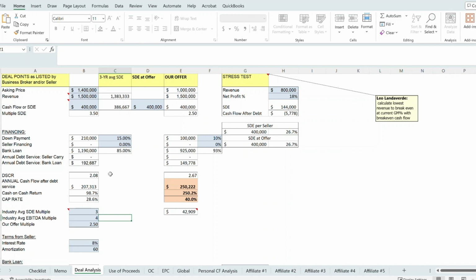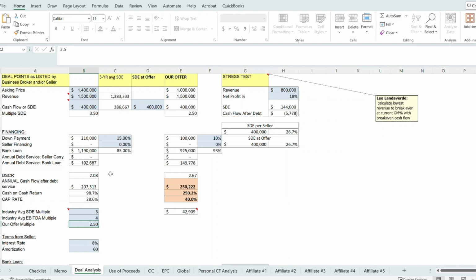Lenders will just want to make sure that the deal cash flow is at 2 times SDE versus this, and this is 3.5 times, which is a very, very profitable business. Our offer multiple here is what we decide we want to offer. In this particular case, we decided to offer 2.5 times. Why we decided that? There's a myriad of reasons why, but this is an example.